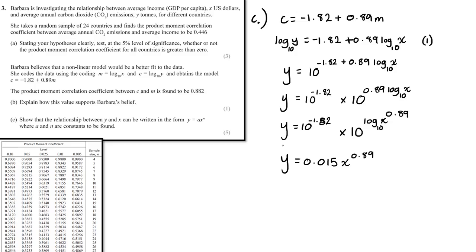Okay, and as we can see, we've got this in the required form, y equals ax to the power of n. In that case, a is 0.015, and n is simply the power, so n is equal to 0.89. And there we have it. That gives us our solution to part C and to question 3 overall.